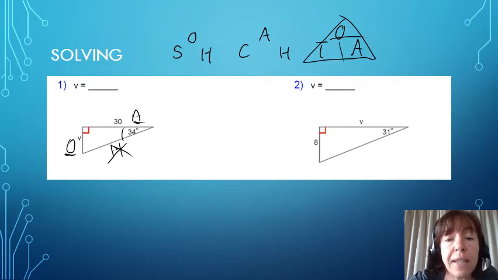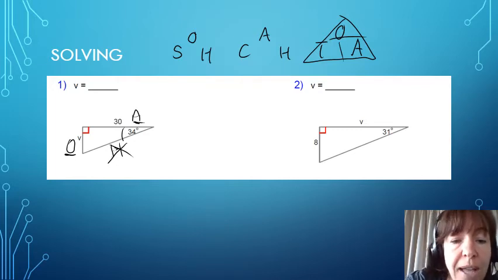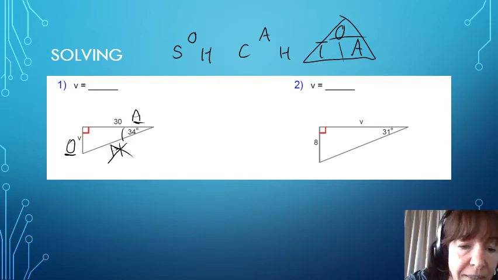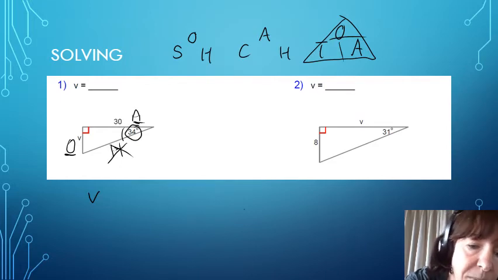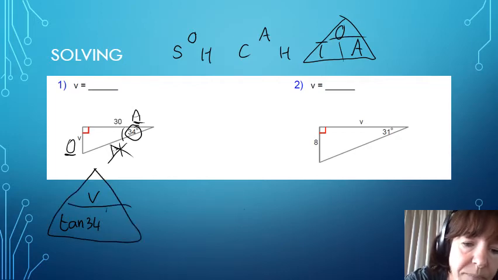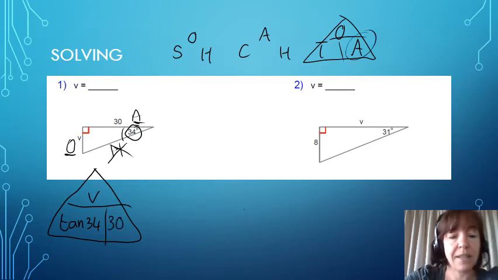Now I'm going to fill in the information that I've been given about this triangle. I know that my opposite is V, which I'm trying to find. It's always the sine, the cosine, or the tangent of the angle, so it's going to be tan of 34. This is my triangle that I'm filling in from above here. And I know that my adjacent side is 30, so I'm going to put that in there.